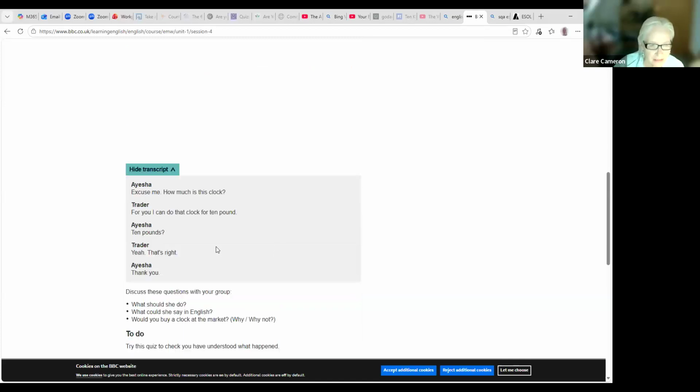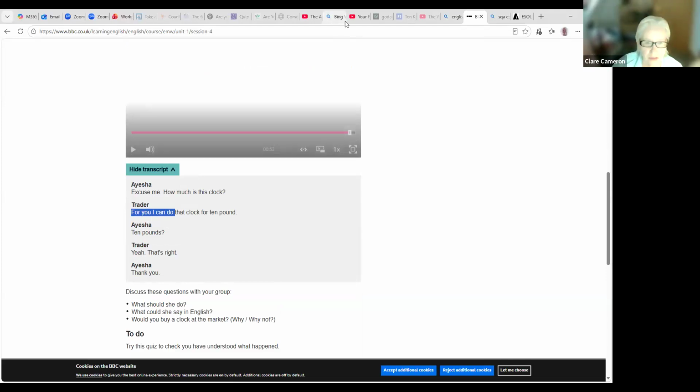Then obviously the clock doesn't work. But here's the tape script here. So, excuse me, how much is this clock? For you, I can do that clock for £10. And we're a very low level. So how much can we do, excuse me, could do, but suddenly it throws this in. For you, I can do that clock for £10.